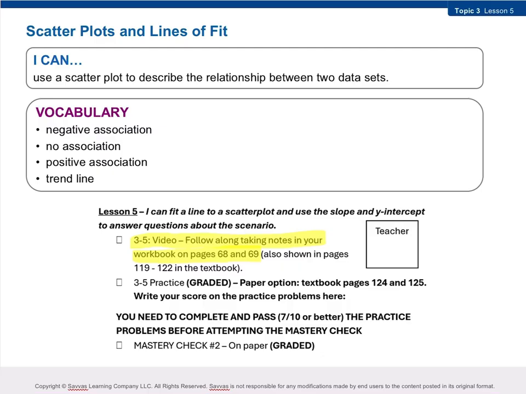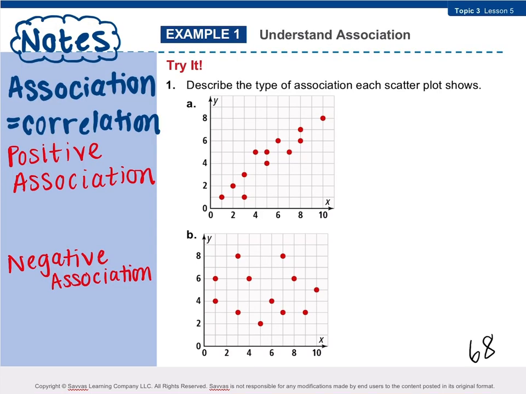But our goal today is to use a scatter plot to describe the relationship between two data sets. And we have a lot of new vocabulary, but a lot of different words that are kind of used interchangeably, so you'll see some of that. We're going to start with question number 1, which is on page 68. We're going to do parts A and B, and it says describe the type of association each scatter plot shows.